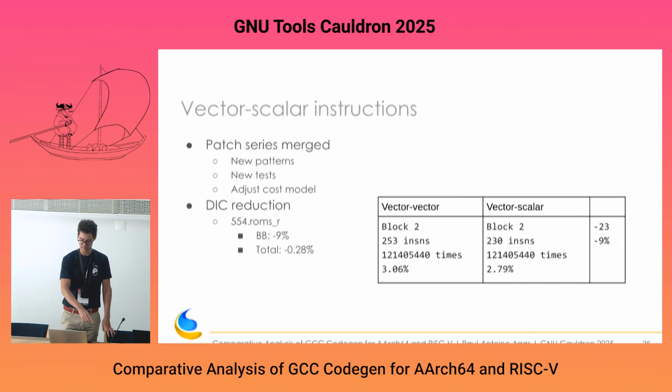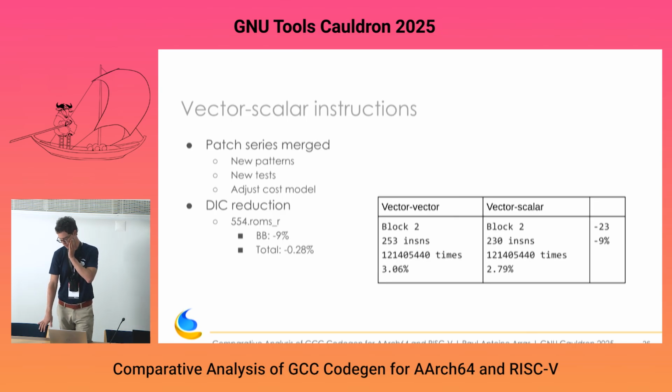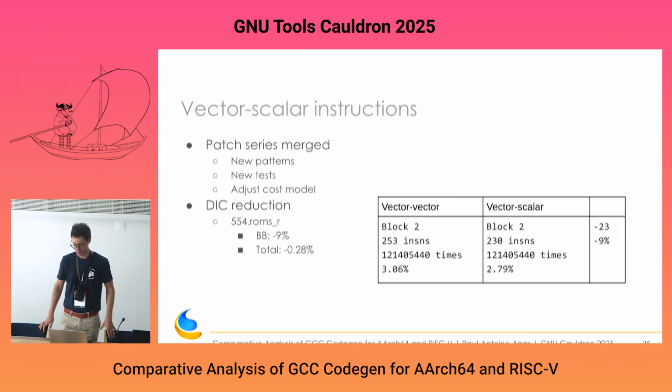Maybe I can say something about the cost model adjustment. The cost of moving data between different register files, in this case from the floating point registers to a vector register, can vary depending on the microarchitecture. So there is a tunable to adjust that, and obviously, if it's too costly, you don't want to have that optimization.